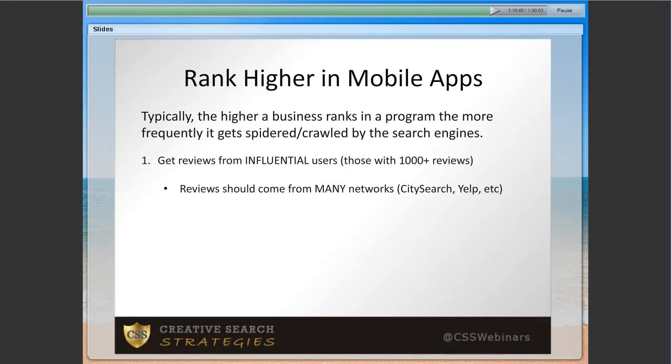Influential users aren't hard to find. Just go out, do a search in the network, and you can pick up on how many reviews those users have done. And this should come from many networks. I mentioned this earlier. Aaron mentioned it. Not just Places, but CitySearch, Yelp, etc.